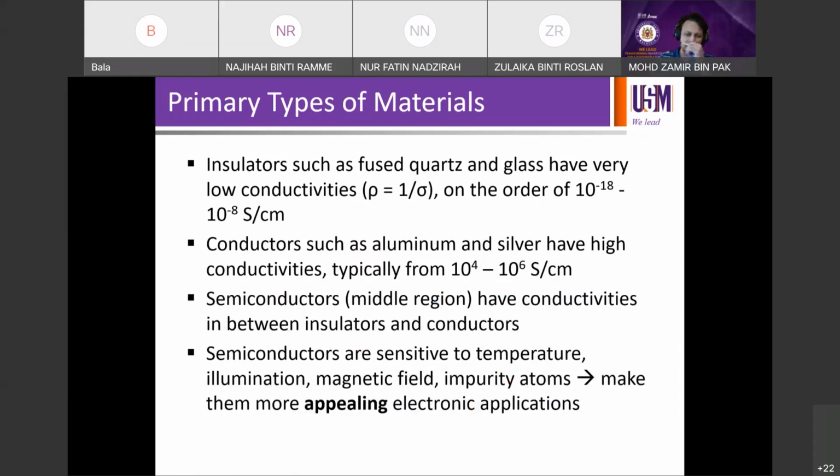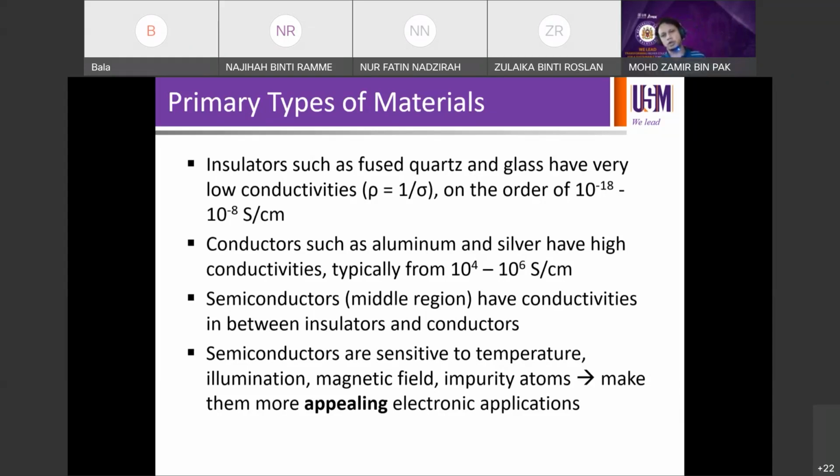Semiconductors have conductivities in between, just like what we discussed in our first class, right? Conductivities in between insulators and conductors. Semiconductors are sensitive to temperature, so you can actually alter the conductivities of the semiconductor materials by changing many different parameters. For example, you can change the temperature, or you can change the illumination level. You can change the magnetic field around it. You can change the impurity atoms like doping, right, to make them more appealing for electronic applications.